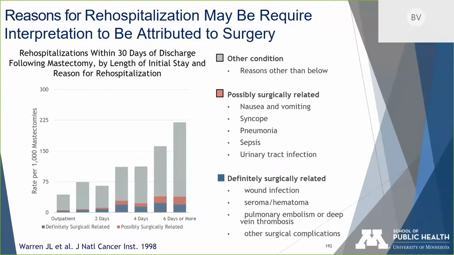So one is the definition of how you might attribute things to surgery. So there are other conditions, and then there are some things that might be related to the surgery. For example, nausea and vomiting, syncope, pneumonia. So these are things that you could make a correlation for, as to whether or not you can make an argument for them being attributed to their actual surgery. And then there are things that are definitely surgery related, so wound infections, pulmonary embolism, other surgical complications.